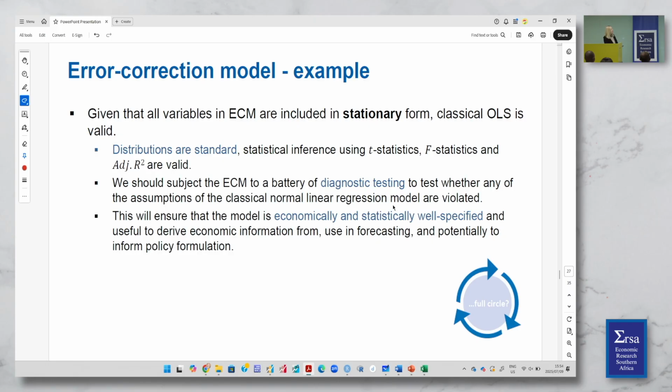And when we are here, now we almost full circle, because now all the distributions are standard, statistical inference is valid, and we should just do that last little step of performing diagnostic testing to conclude economically and statistically well-specified model.